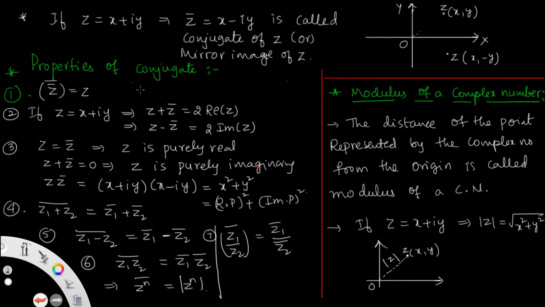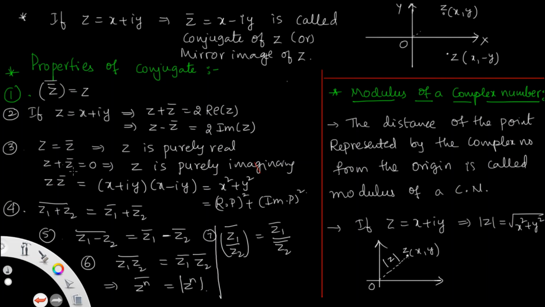The properties of conjugate: the conjugate of z bar, again its conjugate, becomes the given complex number z. If z equals x plus iy, then z plus z bar equals x plus iy plus x minus iy, so you get 2x. 2x is 2 into x, the real part, so that is 2 into the real part of z. z minus z bar equals 2i into the imaginary part of z. If z equals z bar, then it is a purely real number.